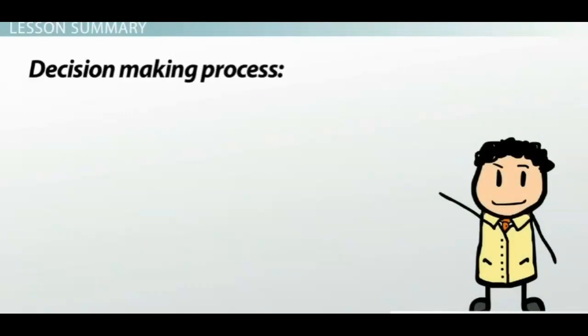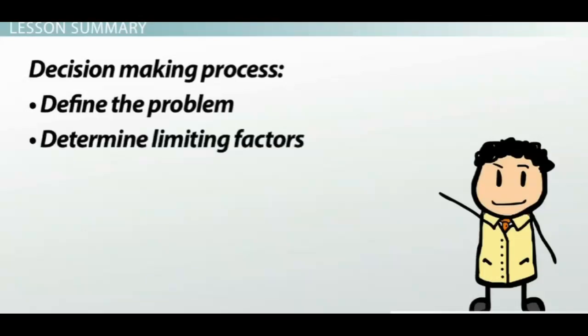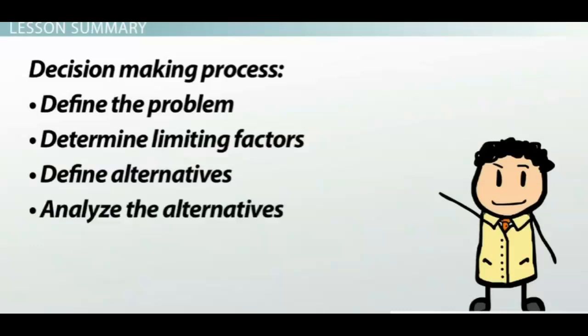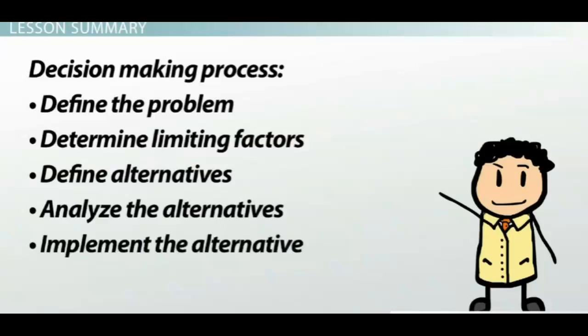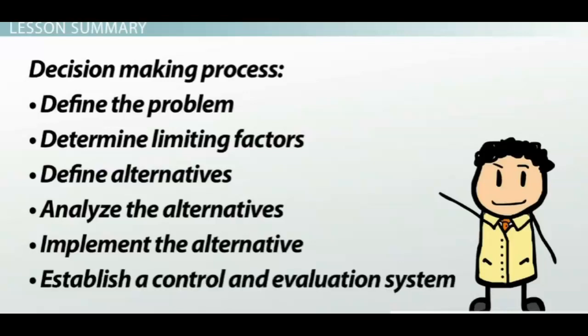It is important to understand that this process is fairly straightforward. You have defined a problem that you have to fix. You define the problem. You define all the aspects that would stop you from fixing that problem, the limiting factors. Work through those limiting factors to come up with as many alternatives as you can to address them, define alternatives. Then you decide which alternative is the best, analyze the alternatives, make your decision about which is best, implement the alternative, and then monitor if you are successful with your decision, establish a control and evaluation system.